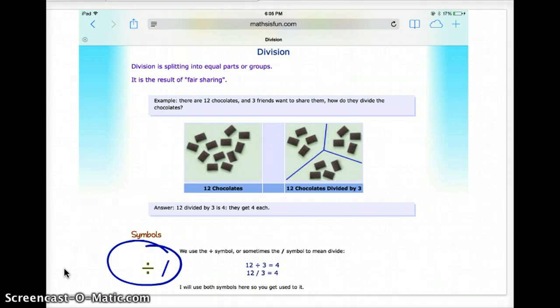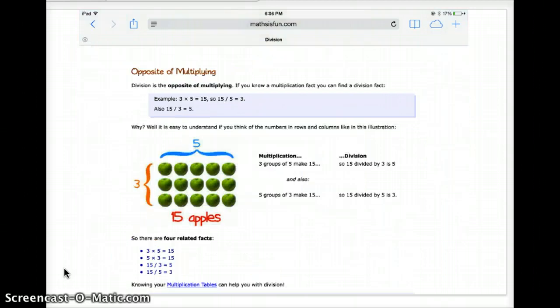And then of course the line with the dot on the top and the dot on the bottom, which we know. So let's look at some practice. Remember, division is the inverse, the opposite operation of multiplication. So in that fact family, 3 times 5 is 15, 15 divided by 5 is 3, 15 divided by 3 is 5, 5 times 3 is 15. Those are all in the same fact family.